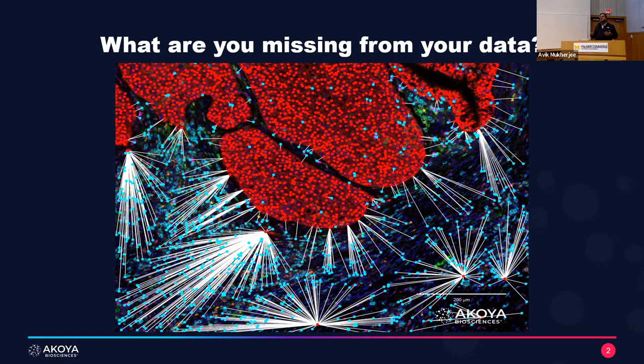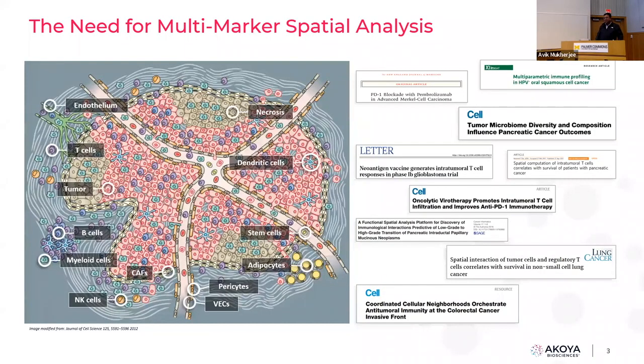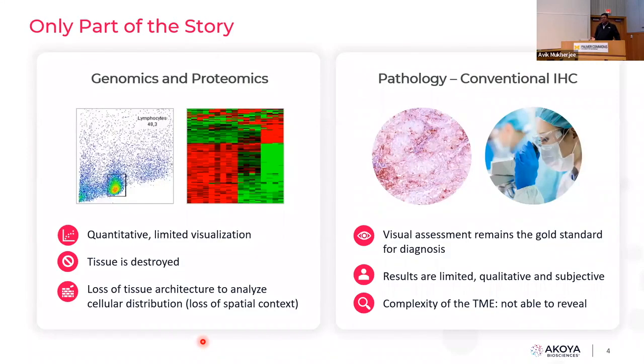And in recent years, there have been more and more publications that are coming out. As you can see in this slide, there is this cartoon showing 13 different cell types, and on the right, there are the publications which say that there is a need for multi-marker spatial analysis when you are trying to understand a complex tissue microenvironment. Just by using previous conventional technologies may not give you the spatial answer that you are looking for. And these papers that have been coming out more and more in recent years suggest that.